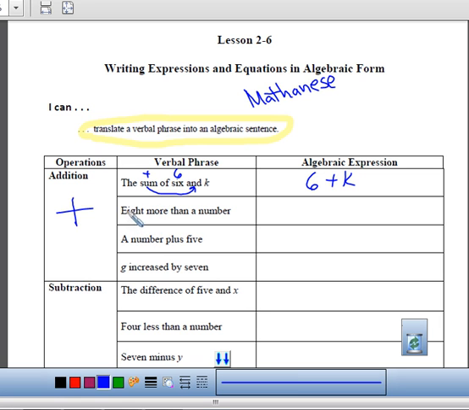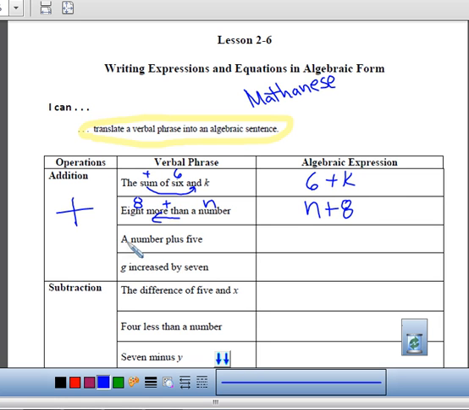And here's why. 8 more than a number. So we've got the number 8. More than means addition. A number is our variable. Now, more than, or less than, or some other words that we're going to see, means we're going to switch the order around. So instead of doing 8 plus n, we're actually going to do n plus 8.